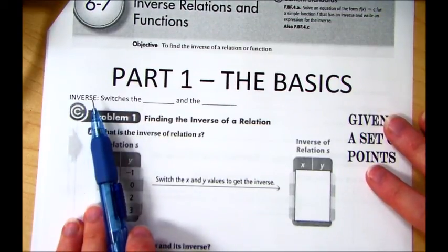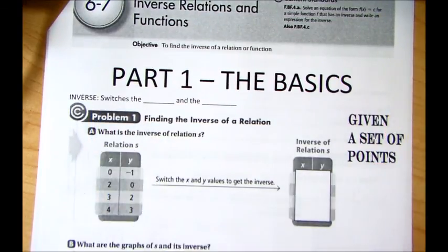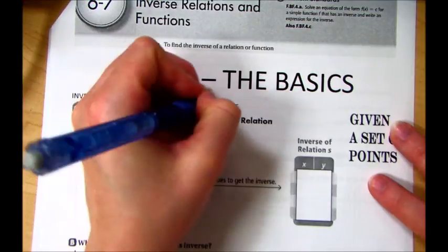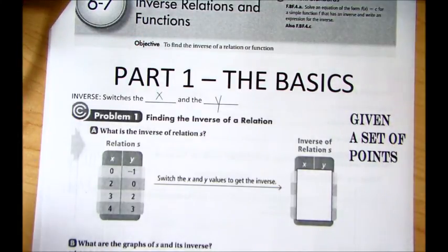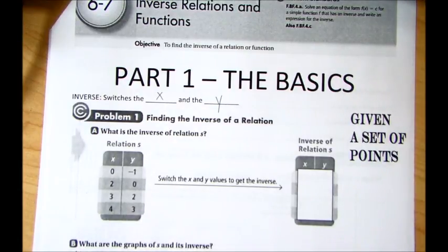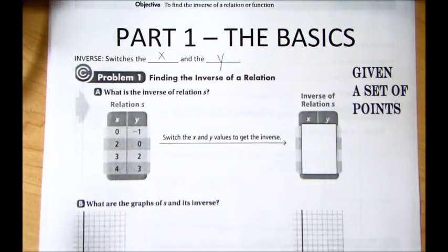Okay, the long and the short of it is the inverse just switches the x and the y values. That's it. You just switch x and y and you're done. That is the inverse of an equation or a graph or a chart. So, problem 1. What is the inverse?